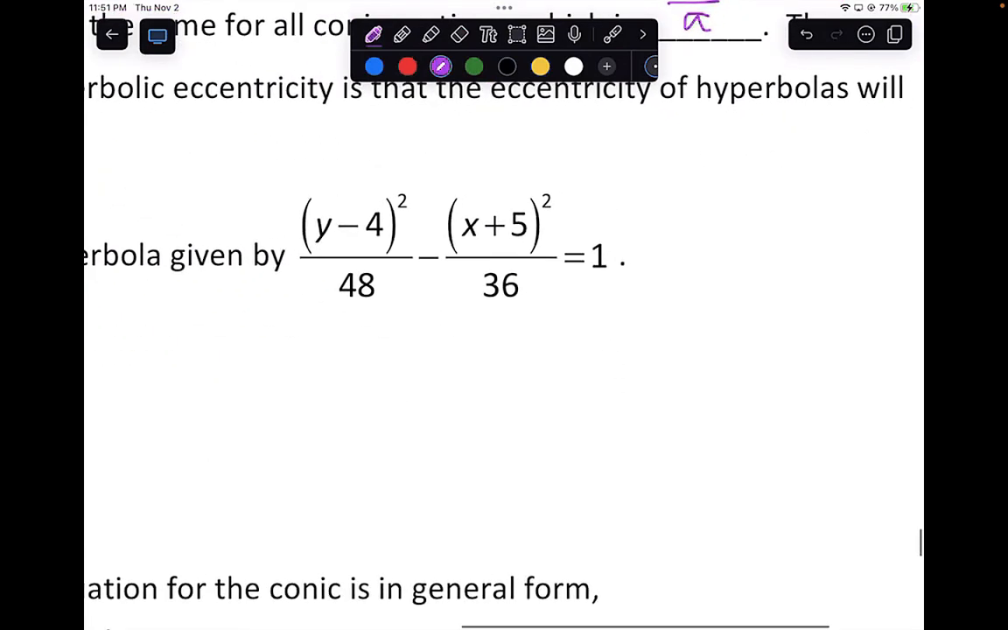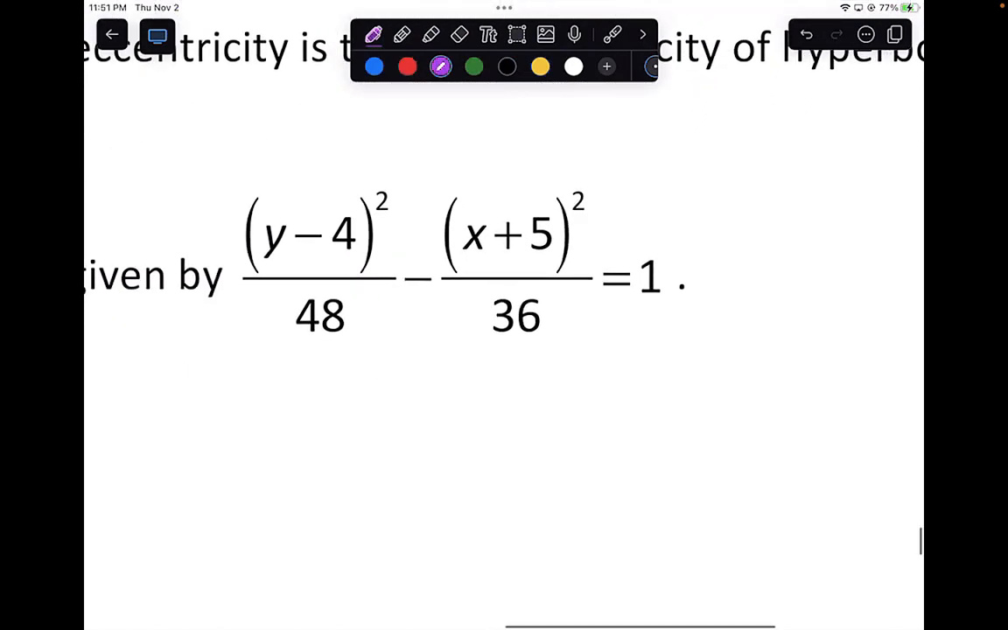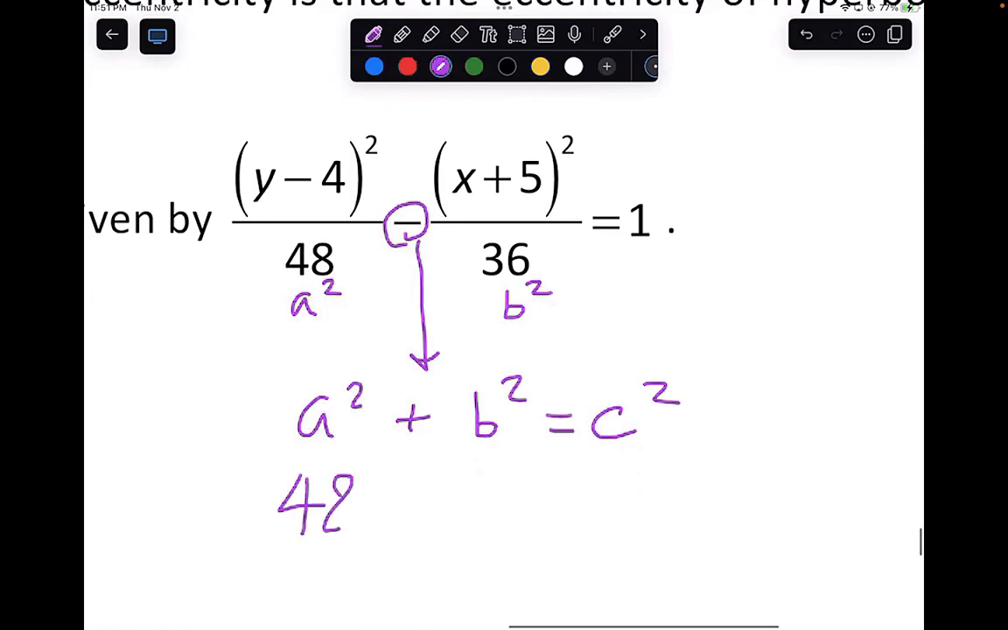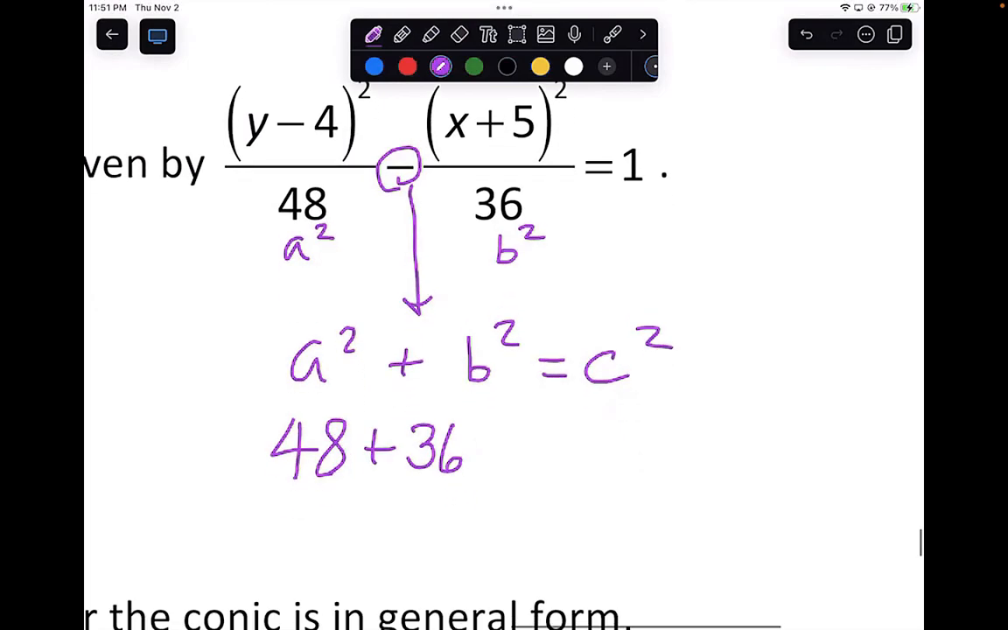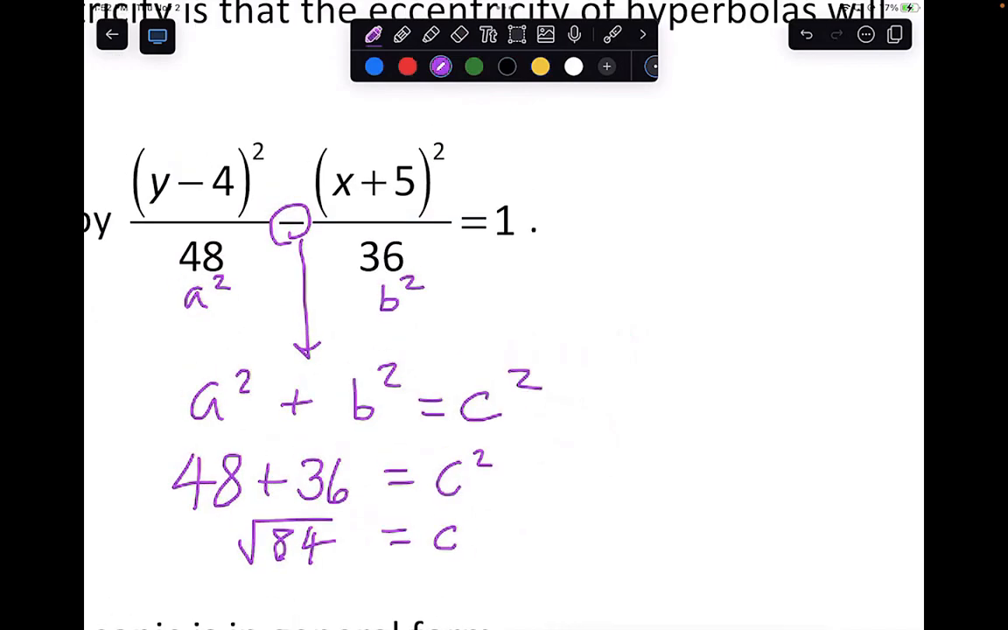Usually for eccentricity, you're going to have to go find your c value. So let me do that here real quick. Remember, a squared is always first, b squared is always second. When you do your formula, it will be the opposite of this. So a squared plus b squared equals c squared. So 48 plus 36 equals c squared. That will be root 84. Don't worry about simplifying these because a lot of times these are going to come out to decimals anyways. So don't spend your time simplifying the radical when we're just going to type it in our calculator for a decimal anyways. So that is your c.